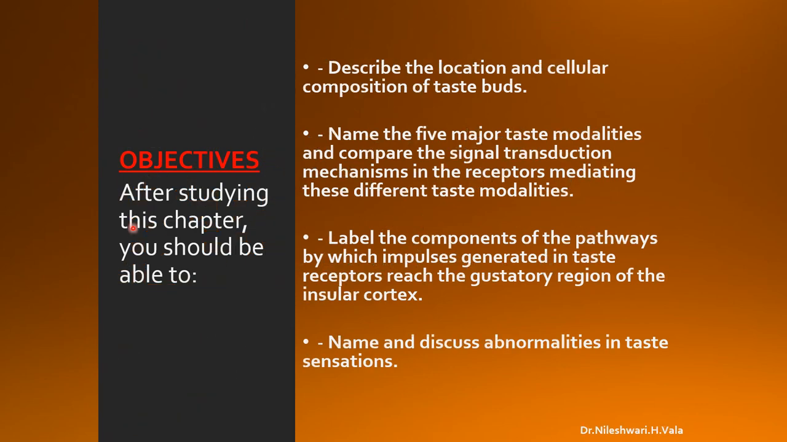So, after studying this chapter, you should be able to describe the location and cellular composition of taste bud. Then name the 5 major taste modalities and compare the signal transduction mechanisms in the receptors mediating these different taste modalities. Then label the components of the pathway by which the impulses generated in taste receptors reach the gustatory region of the insular cortex. Then name and discuss the abnormalities in the taste sensation.